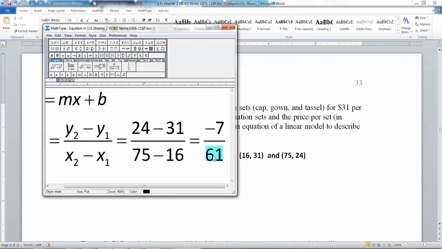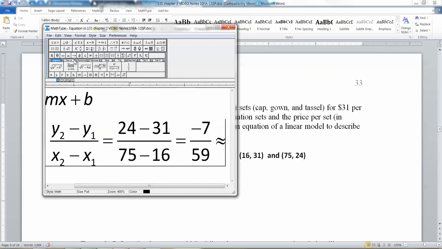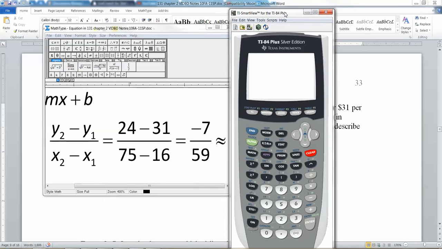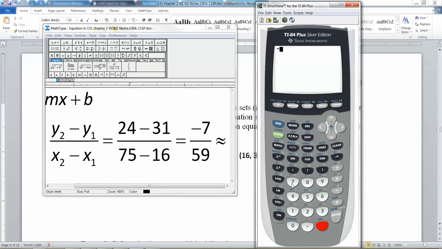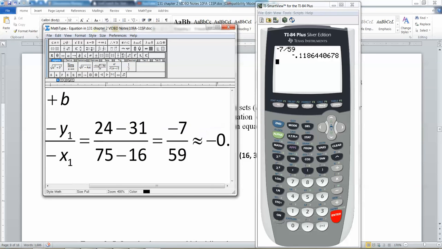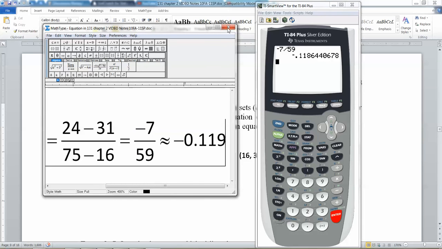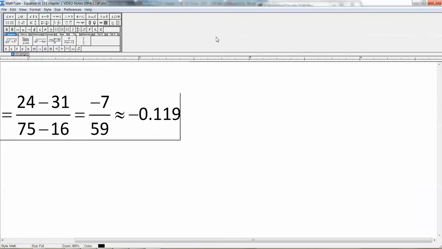So 60. No, I'm losing my mind. That's not 61. That's 59. Tired. Okay, and let's put in a decimal for that, because decimal will be more useful here. Let me grab a calculator. Negative 7 divided by 59. Enter. So 0.1186. So let's do negative 0.119. Cool. All right, so now I've got my slope.